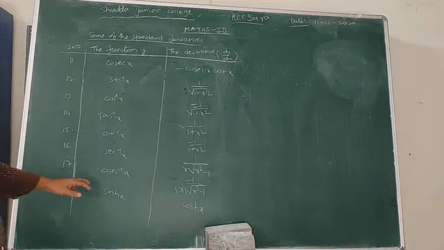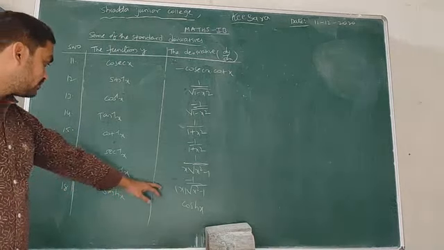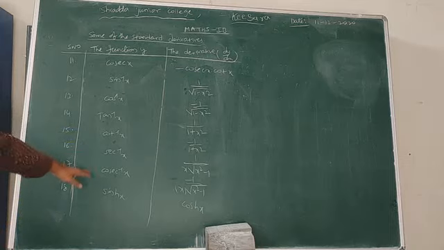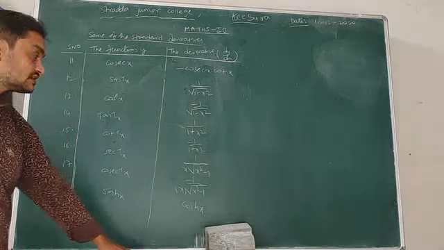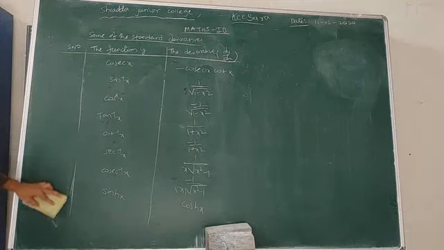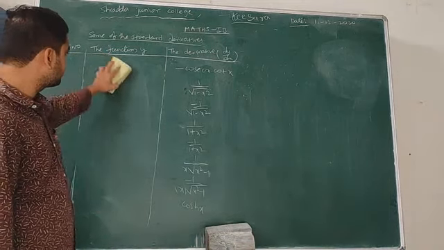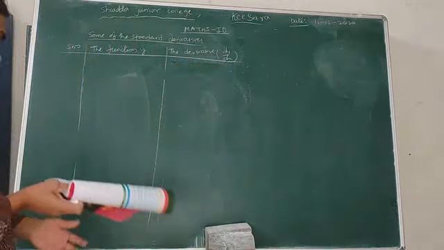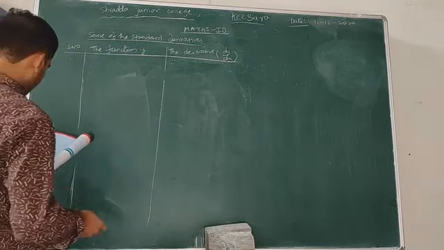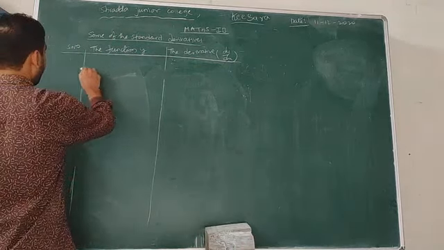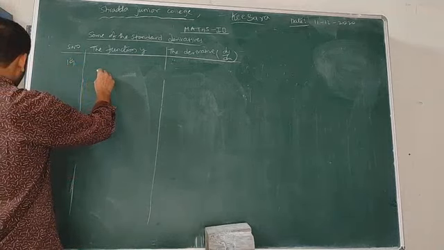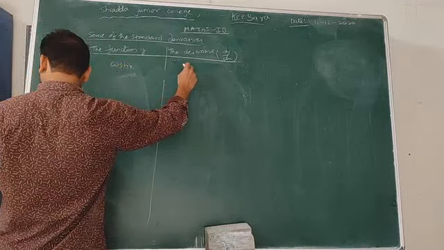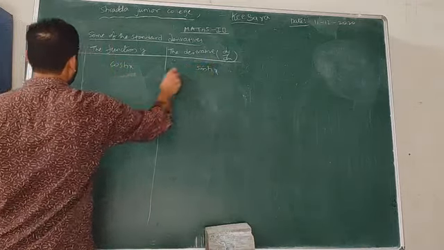What is the next one? d/dx of cosecant inverse x, minus 1 by mod x into root x square minus 1. And d/dx of sinh x means what that is? Cosh x. See here. Next, number 19. d/dx of cosh x, that is sinh x.